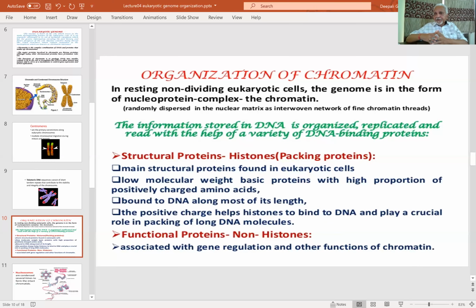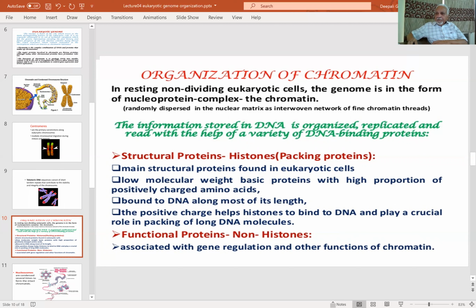As I mentioned, the chromatin organizes itself with histone proteins, structural proteins, which we call packing proteins, and non-histone proteins. Non-histone proteins are those which are associated with regulation and other functions of the chromatin.